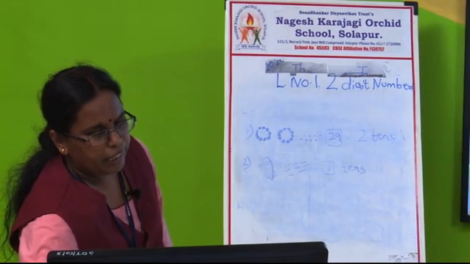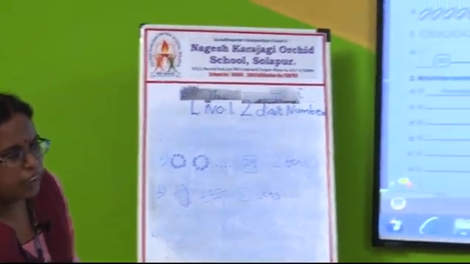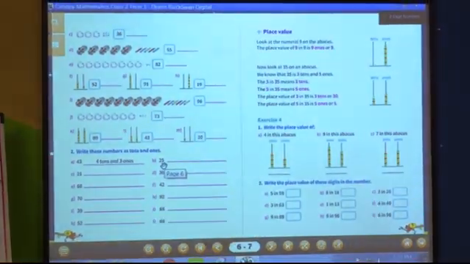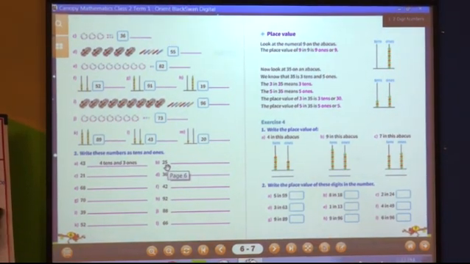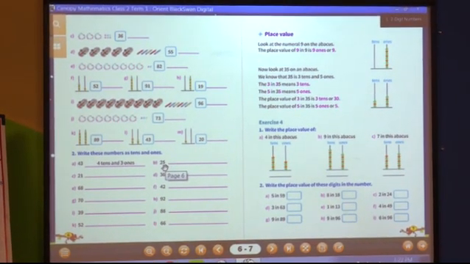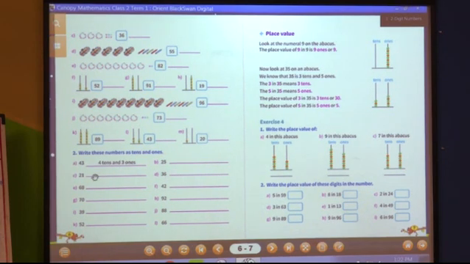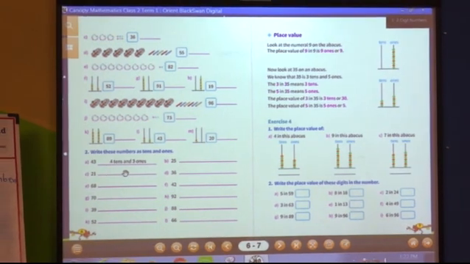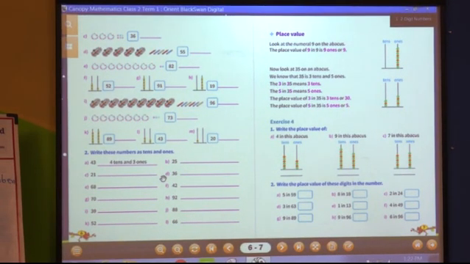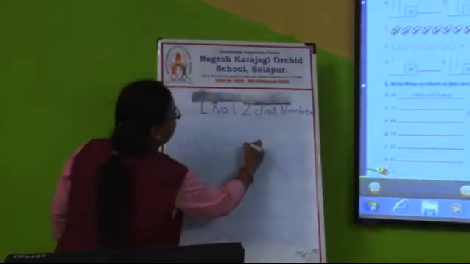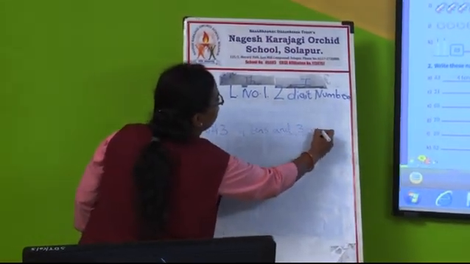Now turn the page. Now see here, write these numbers as tens and ones. Now you want to write the numbers in tens and ones. How will you write them? The first one is done for you. It is 43, so 4 tens and 3 ones. In this way you will write.